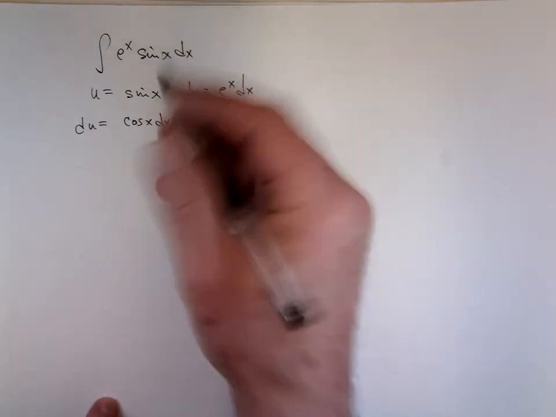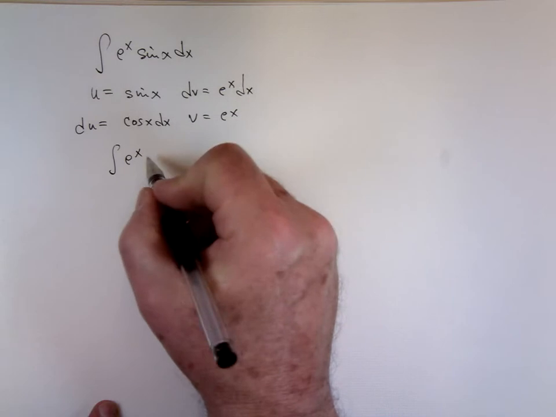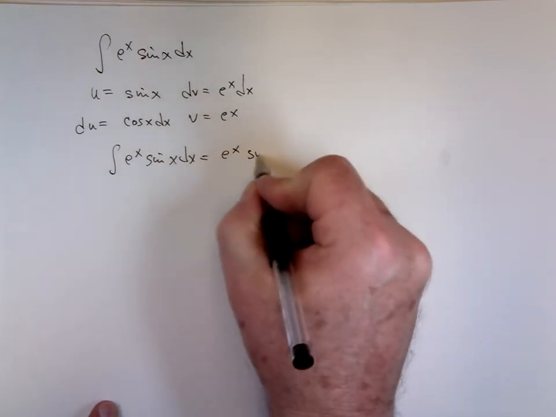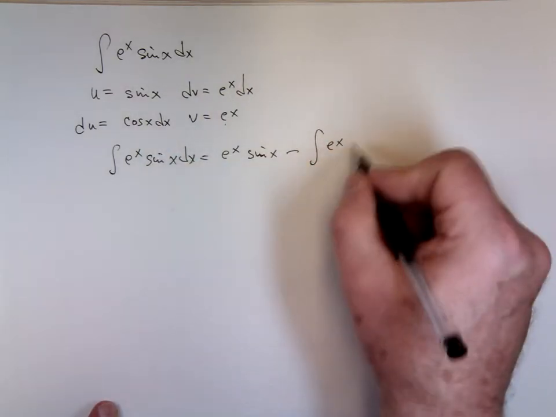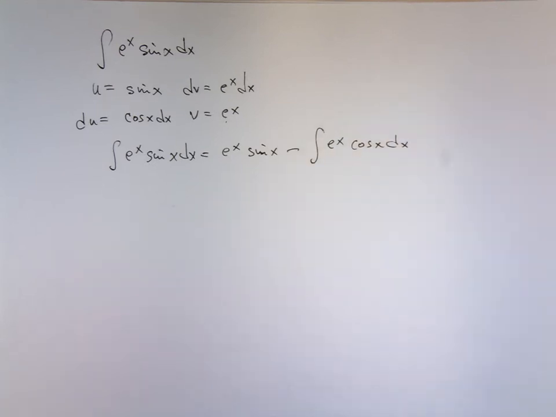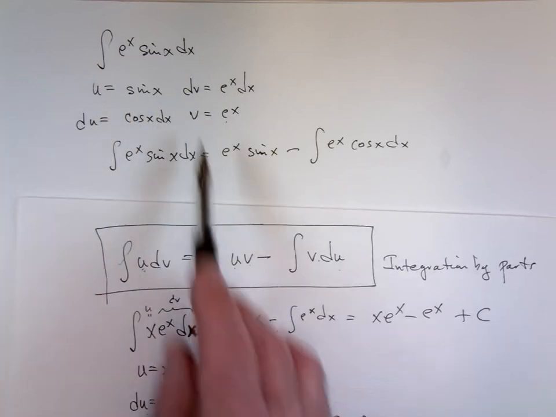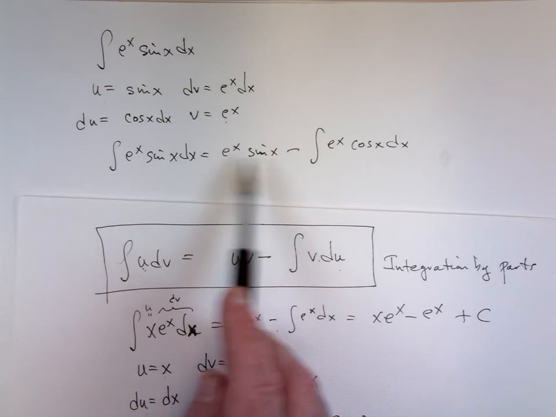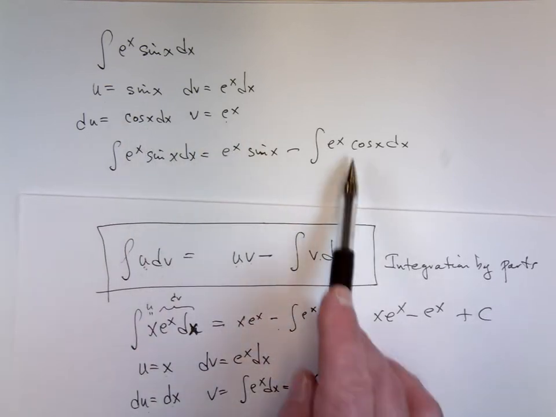Okay, here we go. Here's what I'm going to do. I'm going to rewrite this now. Okay, uv minus the integral of v du. This is what integration by parts gives me. I just use integration by parts right here. We identified a u part, the sine, and the dv part, e to the x dx. That's equal to uv, here's u, here's v, minus the integral of v du. But is it more complex than what we started with?